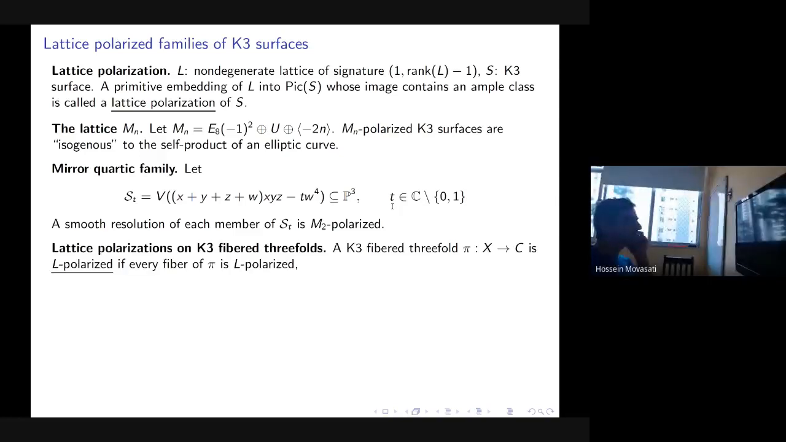So what I want to, is this the same as the Dwork family in dimension 2, or is it different?